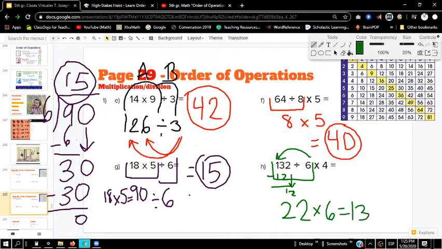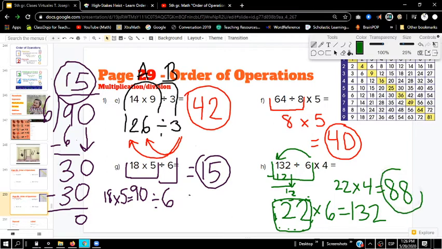equals 132. Okay? The first step is the answer is 22. That doesn't mean that we're finished though. Now we need to multiply 22 times 4. Well, 4 times 20 is 80. And, oops, that's a really bad 8. Let's try that again. And 2 times 4 is 8. So our final answer is 88.